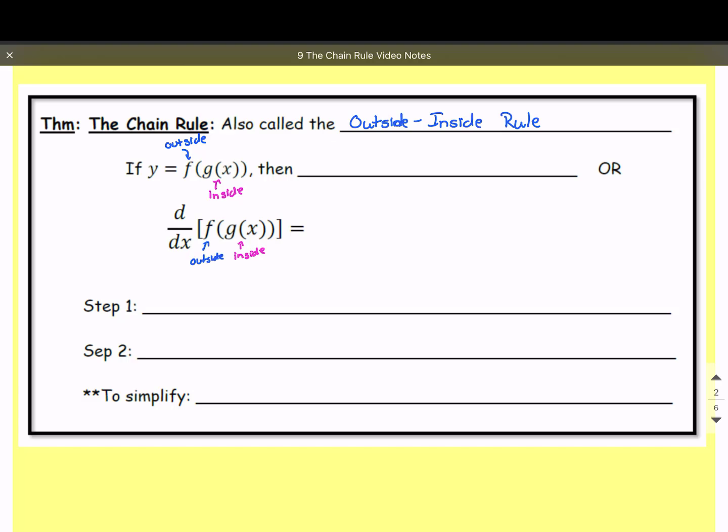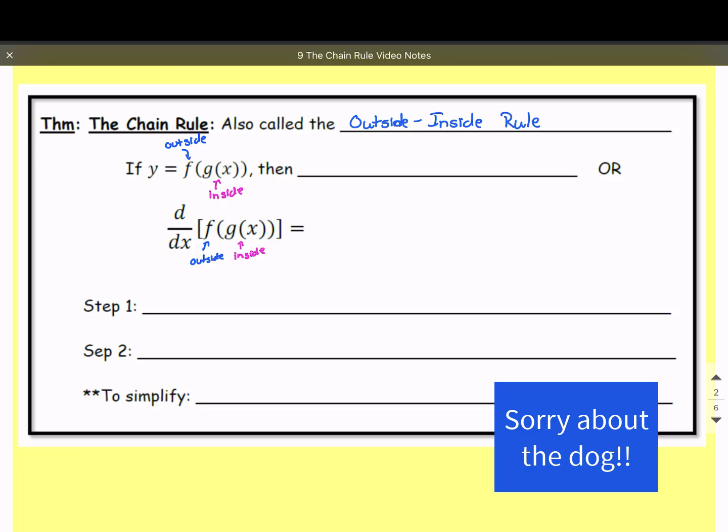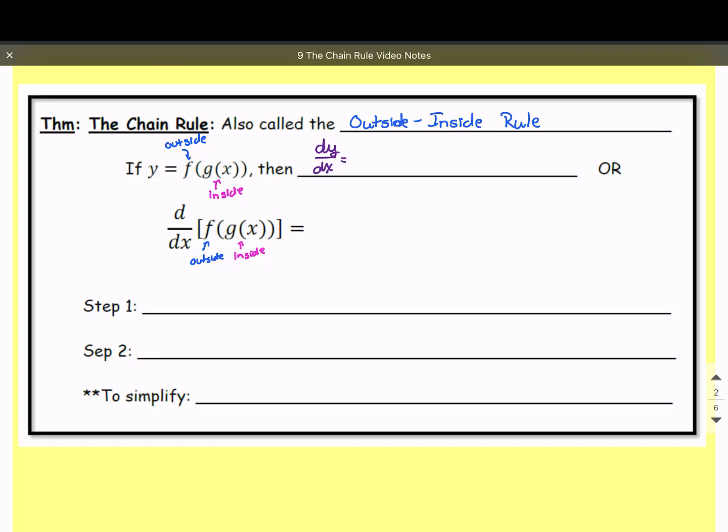Okay, so what that means is our derivative dy/dx equals, we take the derivative of the outside function, we keep the inside function, times the derivative of the inside function. Okay, so the same thing happens down here. It's f prime of the original inside function times the derivative of the inside function.